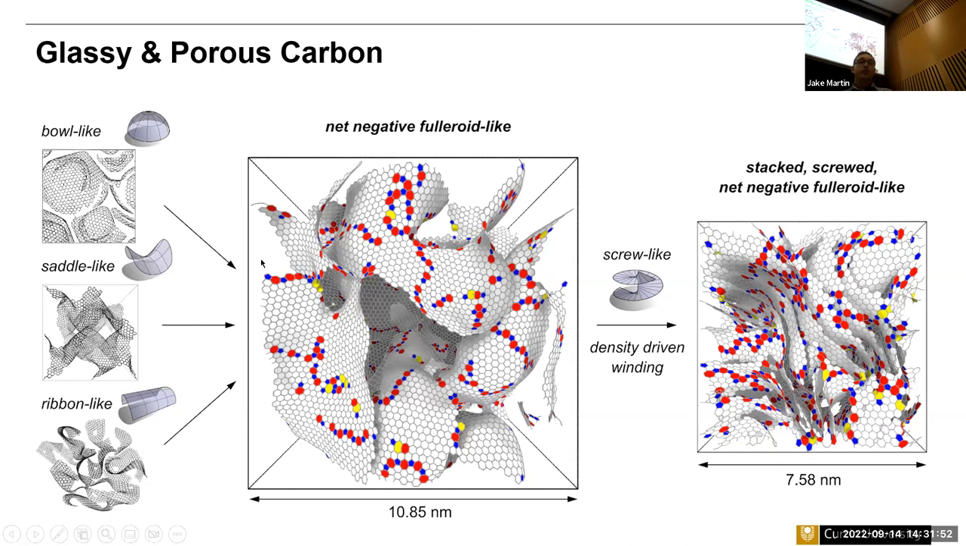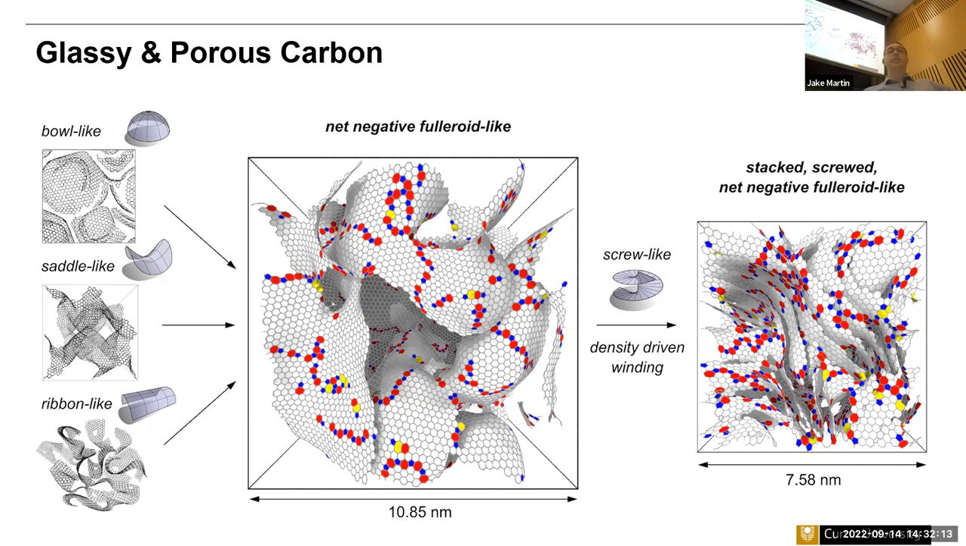Both these structures have a saddle-like shape. That's their global curvature. And the layered structure is layered because it's screwed together. That enables it to be connected and curving while also stacking and giving you those graphitic reflections. So that was a lot of fun.